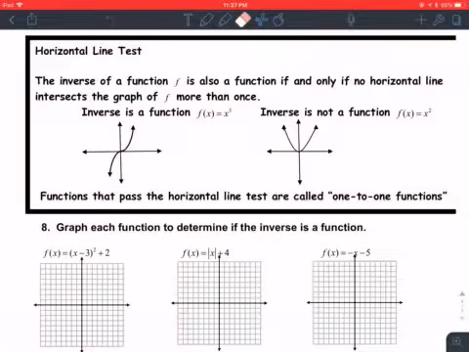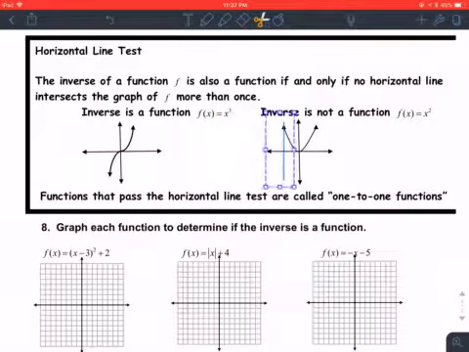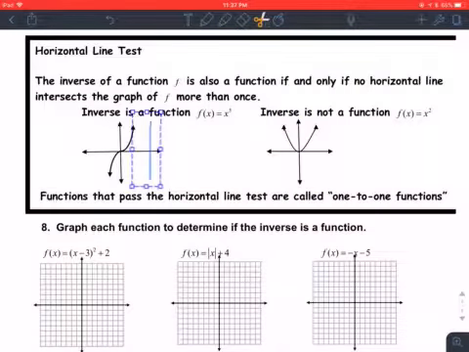For the last page of notes on inverses, we're going to talk about this horizontal line test. So remember, if a relation is a function, it passes our vertical line test. That's where you can take a vertical line, and as you go across the graph, it does not cross more than once. So that is a function. Here we have another function that doesn't cross twice.